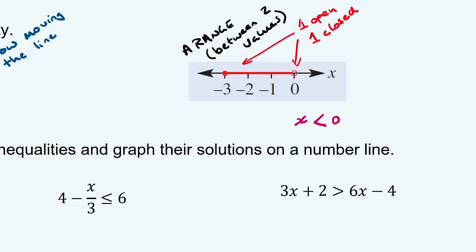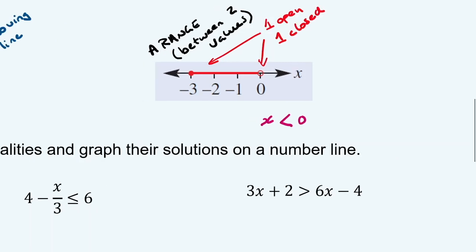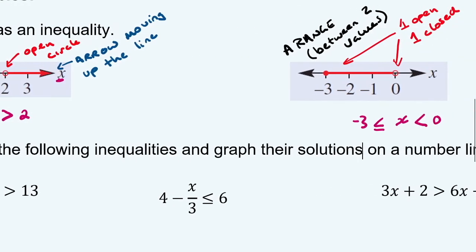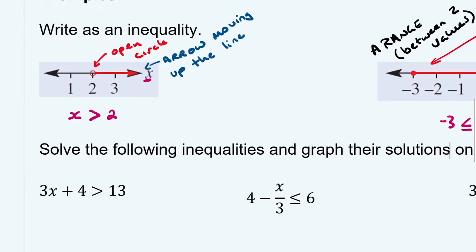The -3, on the other hand, right down the bottom, is actually going to be, now I need to give myself a little bit more room. That -3 is a closed circle, so this one is now less than or equal to. Less than or equal to. All right, so that's how we read off our number line.